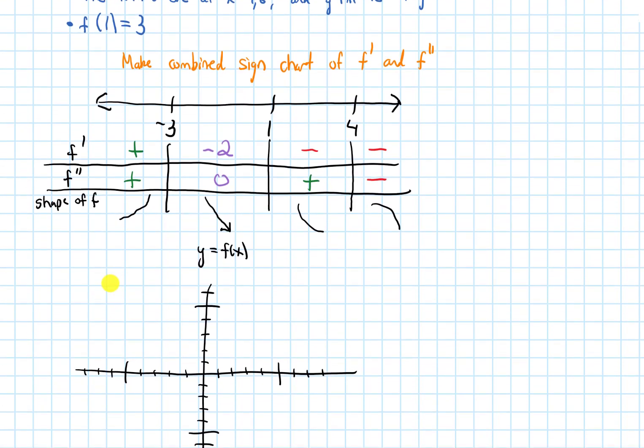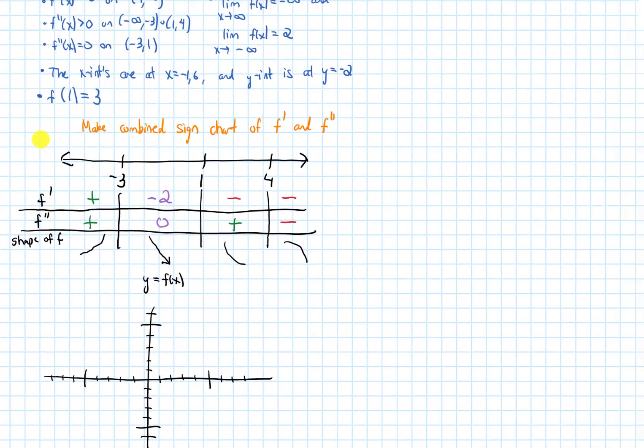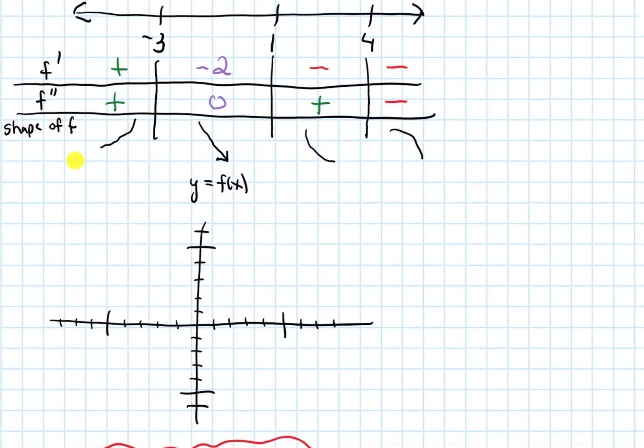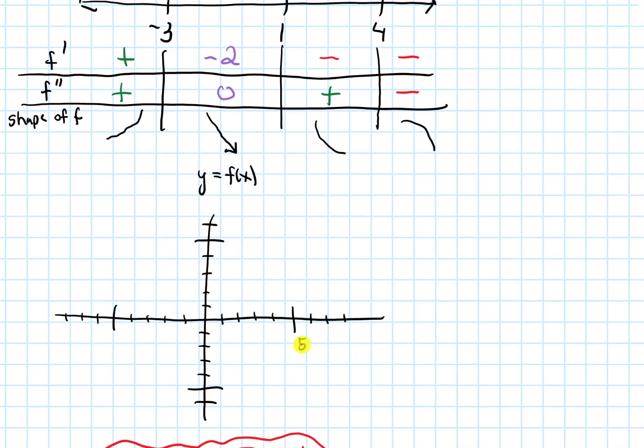So I'm going to slowly put this stuff together. We've already used all the first and second derivative information in this number line. I'm going to first handle all of the other stuff. It tells me f of 1 equals 3. Those are specific points, so let's draw those. When x is 1, the y value is 3. That's this point. Let me label that (1, 3).